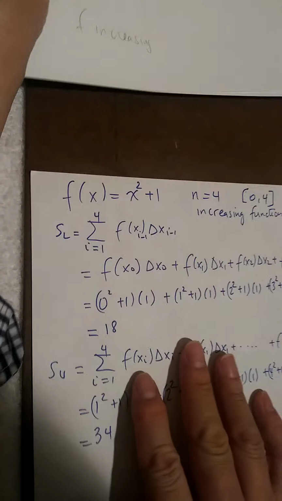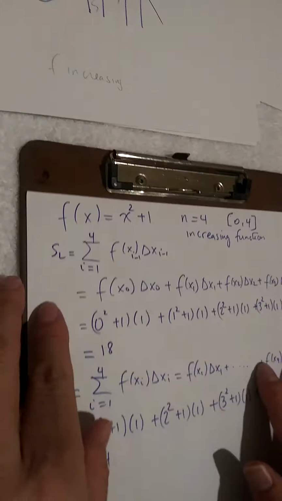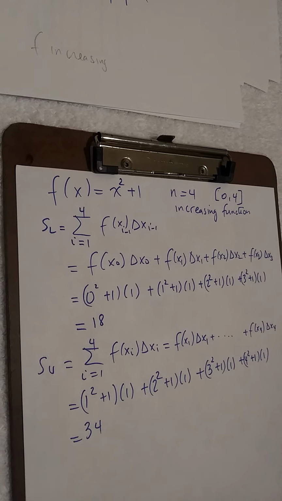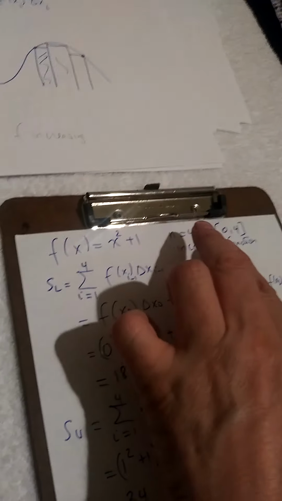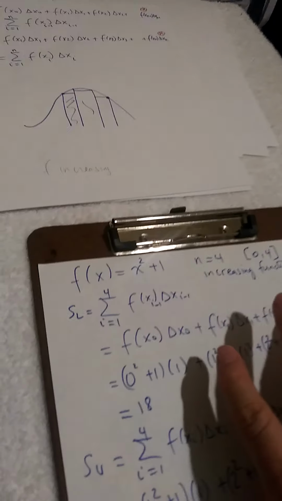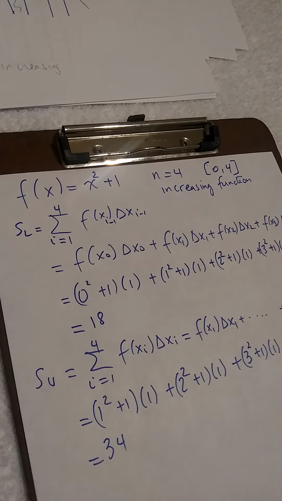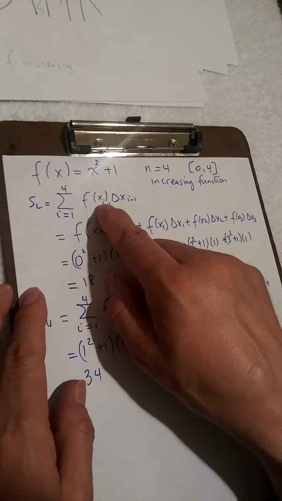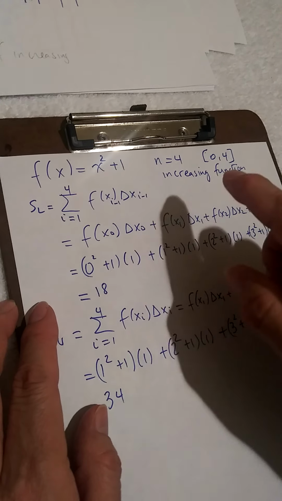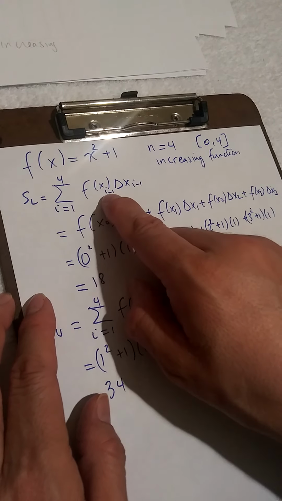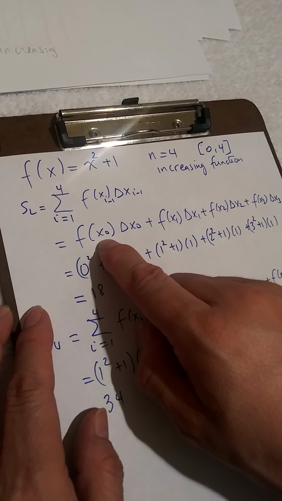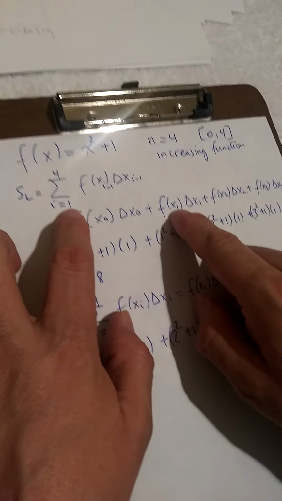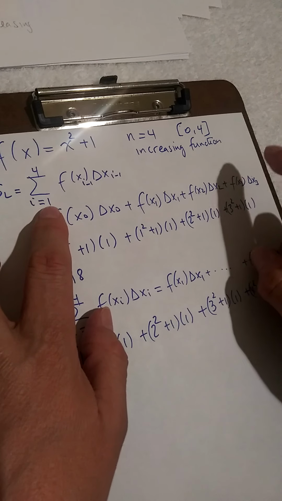Take this function here, f of x equals x squared plus 1, and in the interval 0 to 4, it's an increasing function. I want you to divide the interval into 4 slices and then calculate this sum here. So here's the sum. The lower sum is summation of 1 to 4 of f of x i minus 1 delta x i minus 1. So first i is 1, 1 minus 1 is 0, so it's f of x0 delta x0. Second i is 2, 2 minus 1 is 1, f of x1 delta x1 plus f of x2 delta x2 plus f of x3 delta x3.